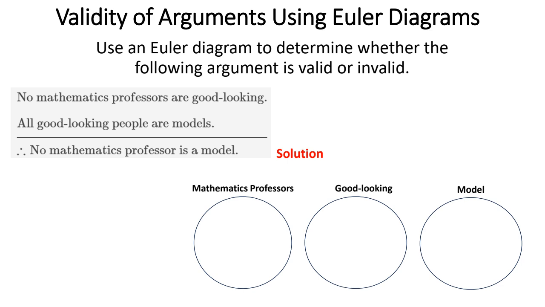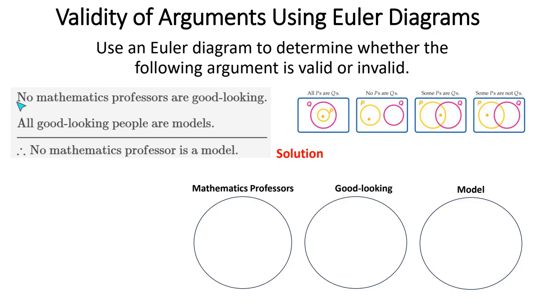So here we need a circle for math professors, one for good looking, and one for model. So here are my three circles. We'll start with premise 1: no mathematics professors are good looking. For premise 1, our circles are going to be disjoint, so they're not going to be together. We're going to have our math professor and good looking circles not touching.